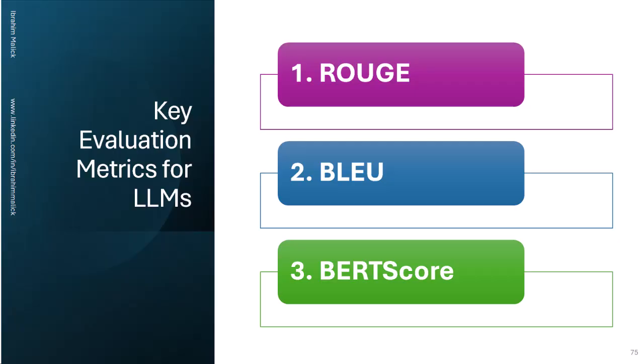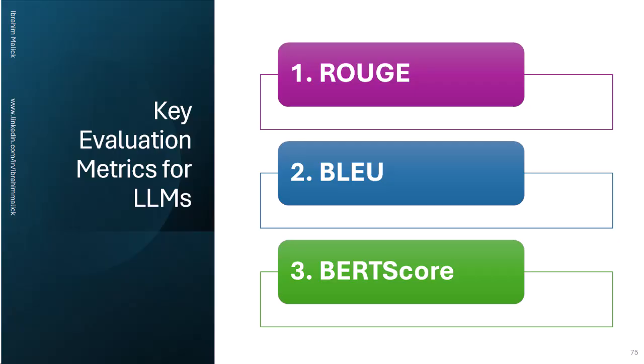So BLEU has some key characteristics. It uses a modified precision that prevents inflation from repeated words. It applies a brevity penalty to prevent very short outputs from getting artificially high scores. And it typically combines the scores from different n-gram lengths, usually 1 to 4.